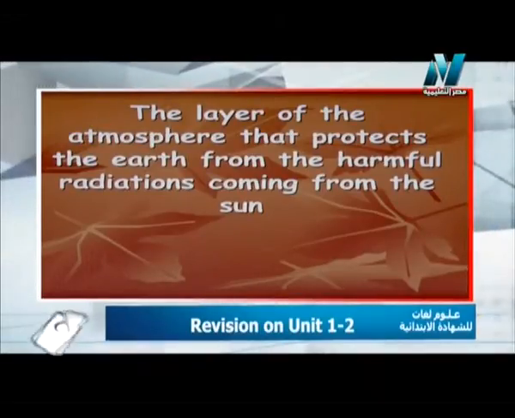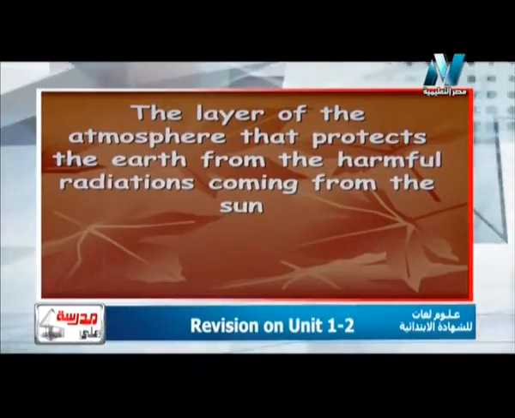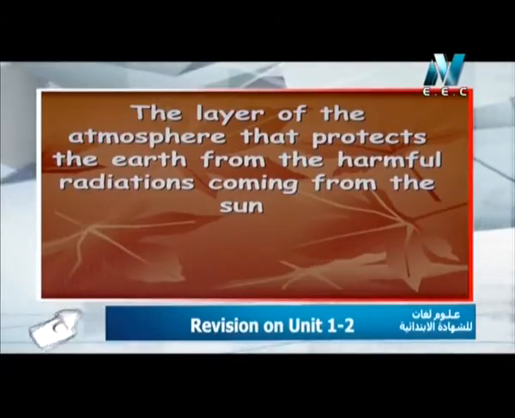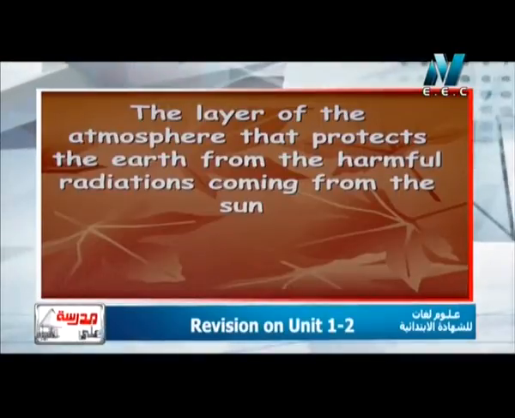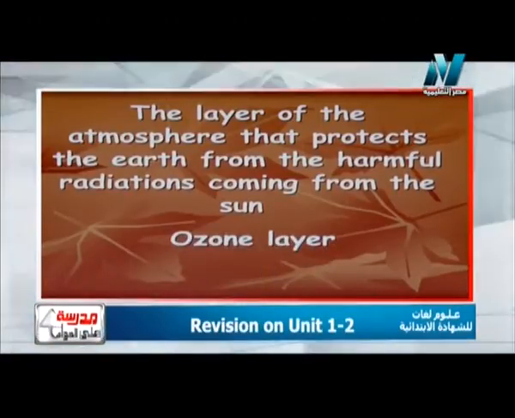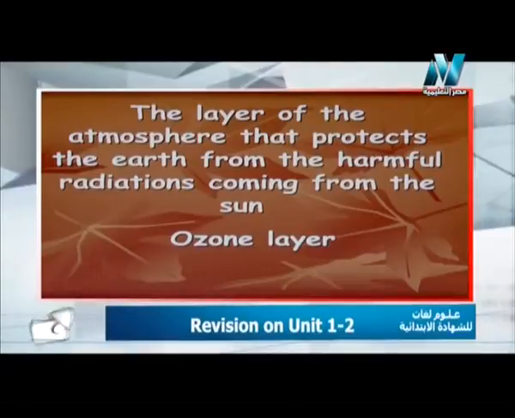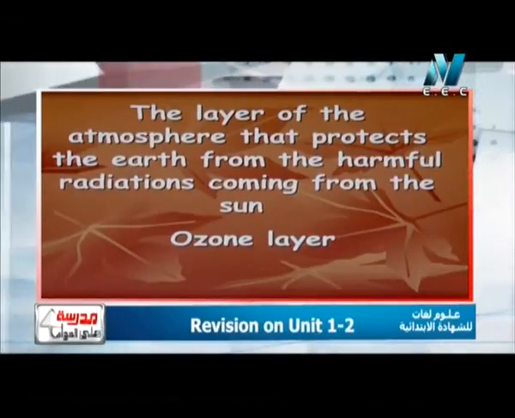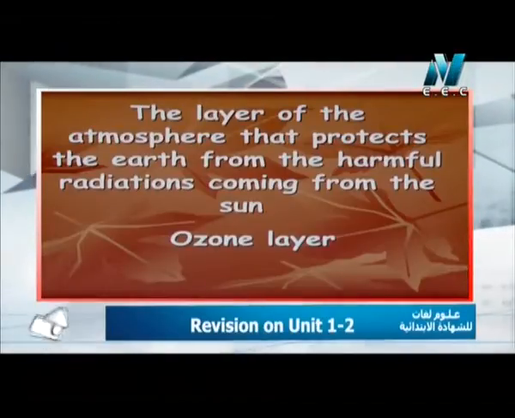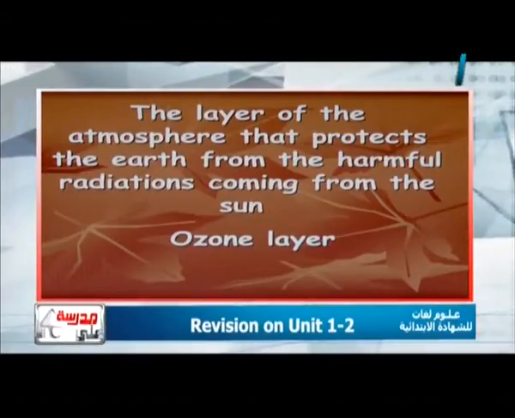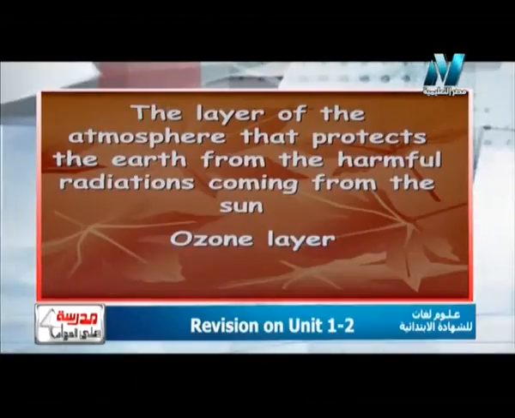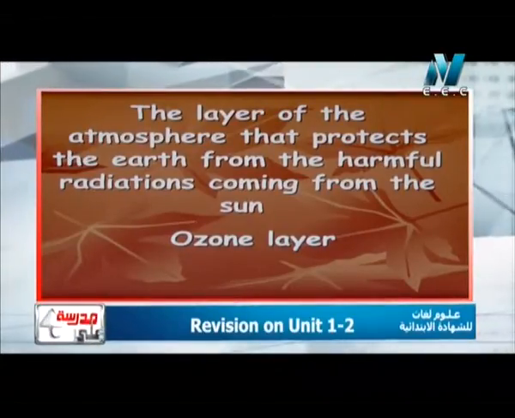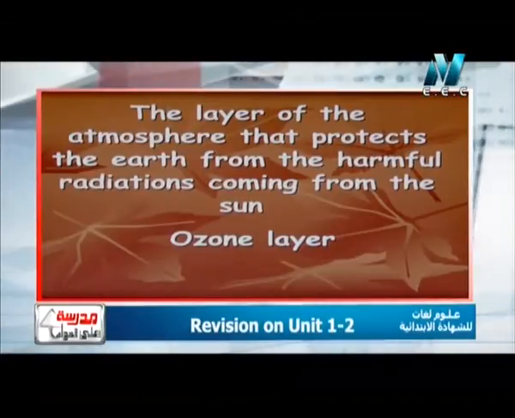Again, the layer of the atmosphere that protects the earth from harmful radiation coming from the sun. Surely it will be the ozone layer. The ozone layer is the layer of the atmosphere that protects the earth from harmful radiation, such as ultraviolet radiation, coming from the sun.